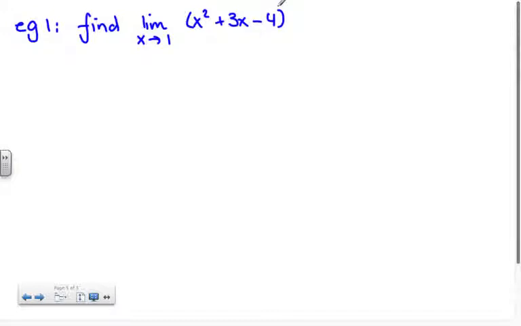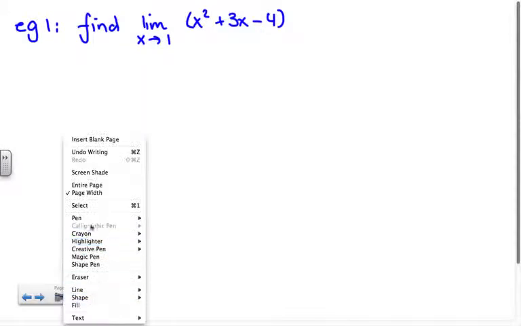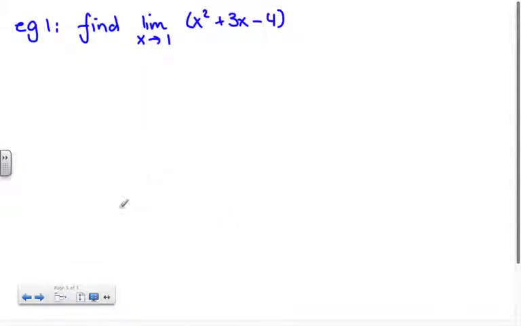So let's find the limit of x squared plus 3x minus 4. Now, there's a couple of solutions. I'm going to give you some solutions to these. There's actually 3 different solutions to this.